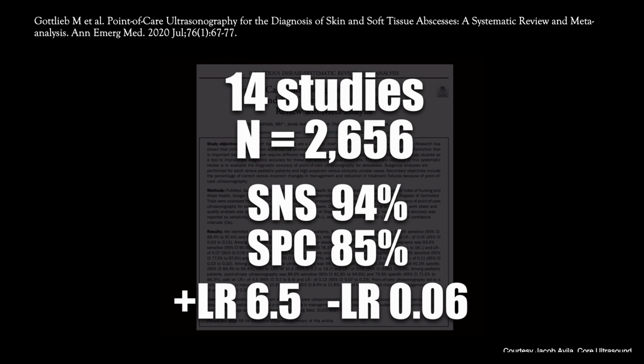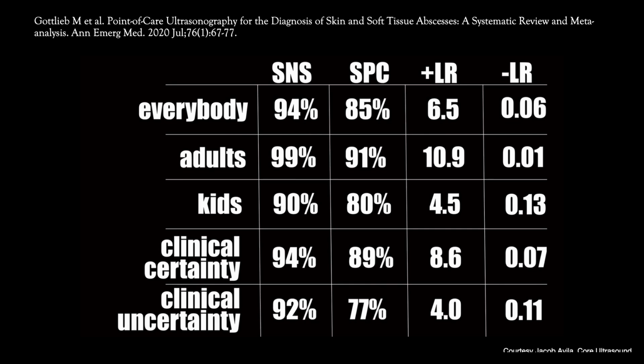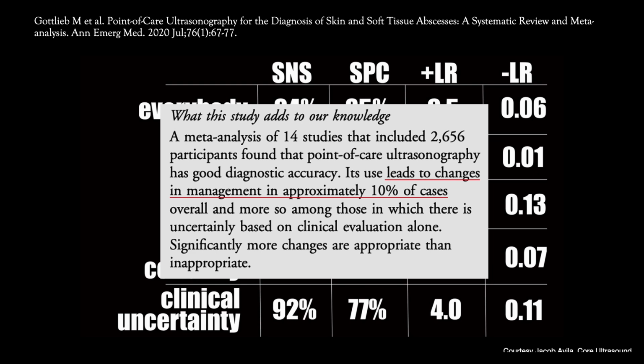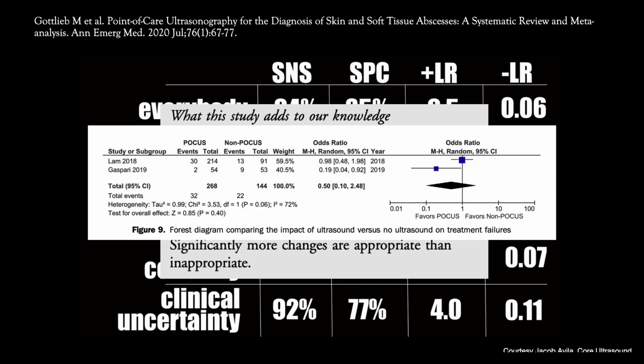They also did subgroup analysis, which showed that these values were better in adults and also better in those with high clinical certainty, which makes sense. Additionally, these authors concluded that point-of-care ultrasound led to a correct change in management in about 10% of cases. It is important to note, though, when looking at point-of-care ultrasound impact on treatment failures, the pooled odds ratio does cross 1.